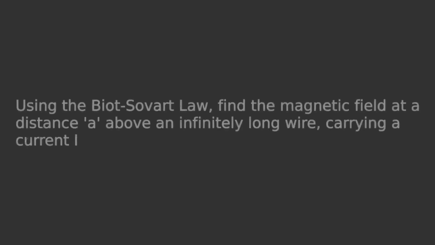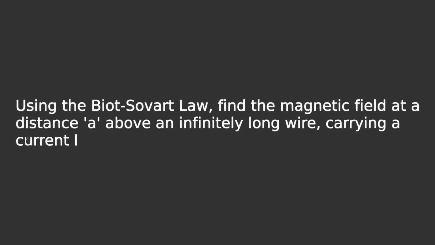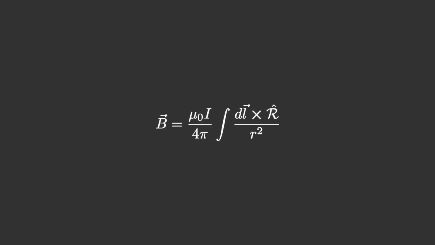Alright, so here's a classic problem. Using the Biot-Savart law, find the magnetic field a distance a above an infinitely long wire carrying a current I. And then the professor or TA puts the Biot-Savart law up on the board, and you're thinking, what the heck does that even mean? That doesn't look like an integral I've seen a day in my life.